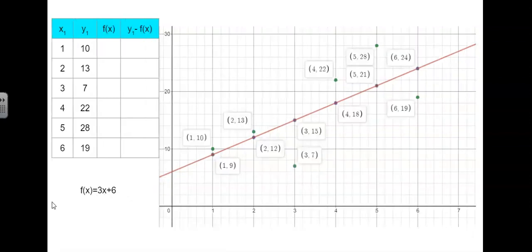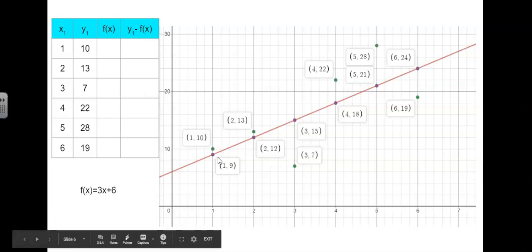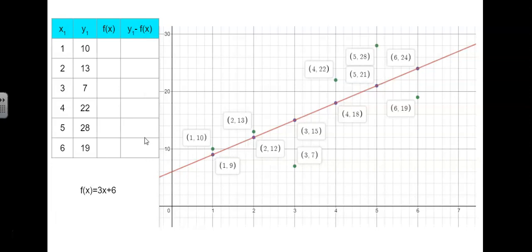Next, I'm going to take a look at the points on the regression line. So here, I have 9, so I'm going to fill in my table. So (1, 9) is the point on the line. I have (2, 12), (3, 15), (4, 18), (5, 21), and (6, 24).